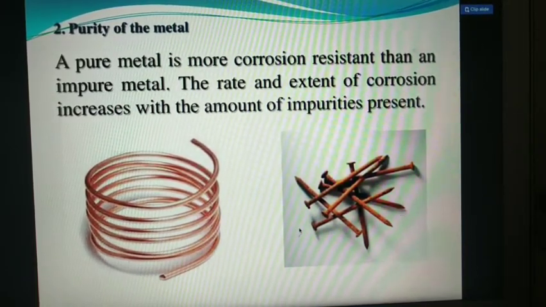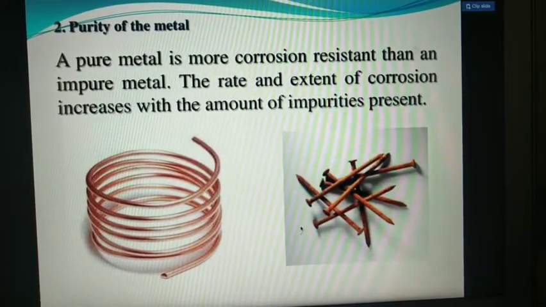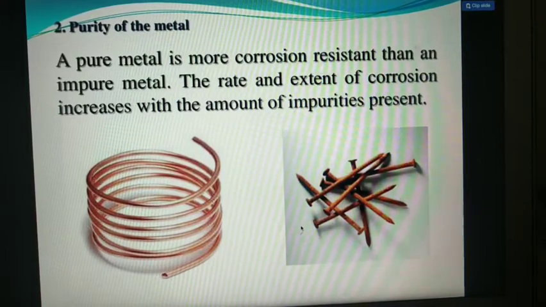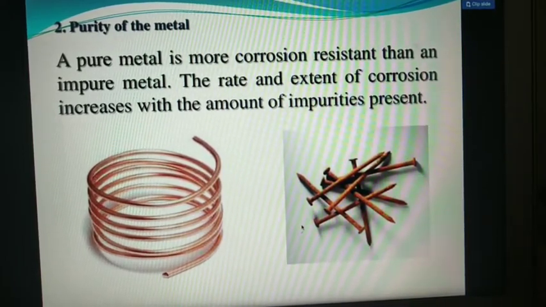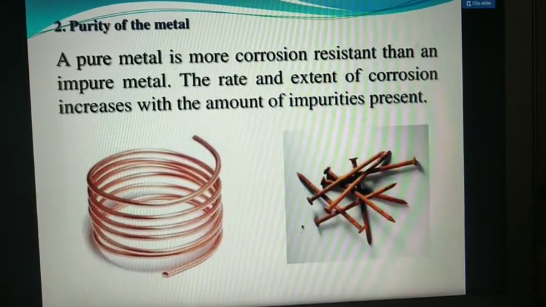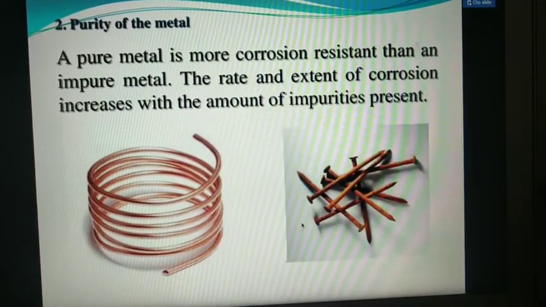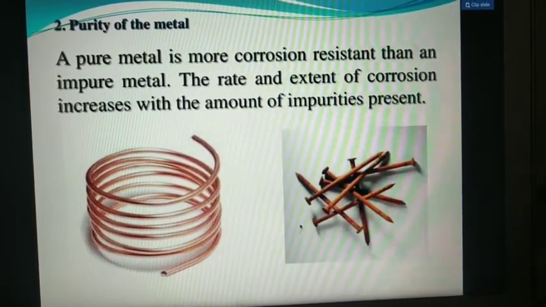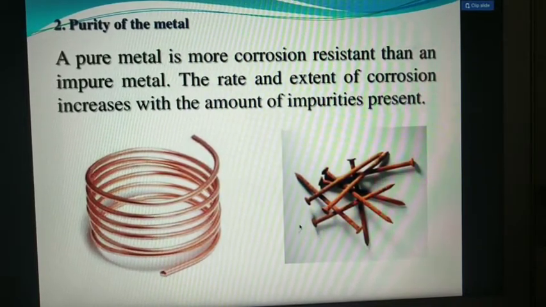The third factor is the presence of reactive gases in the air. So gases such as oxides of sulfur, oxides of nitrogen and carbon dioxide in the presence of moisture. Moisture means presence of water in the air. So in the presence of moisture they produce acids and accelerate the rate of corrosion. It means it will increase the rate of corrosion.